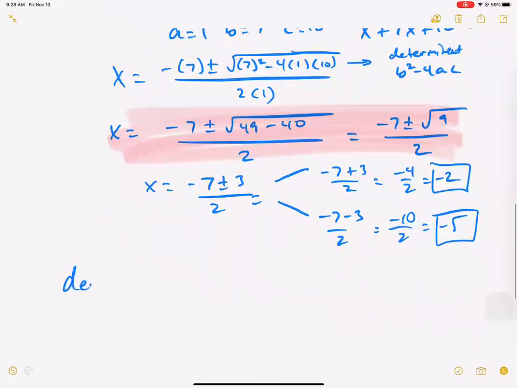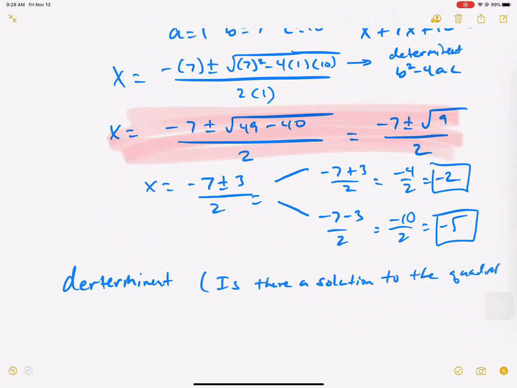The determinant is a special trick, we could say. The determinant helps us find the solution to the quadratic. That's the overall idea of the determinant.